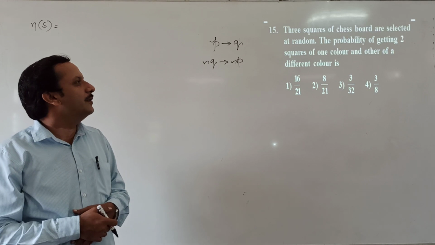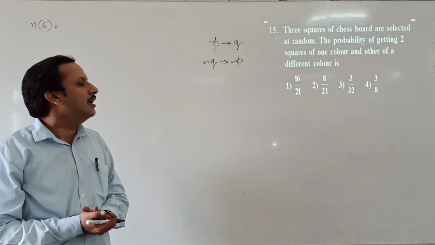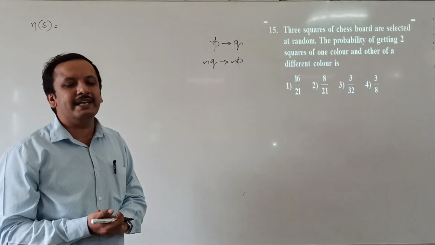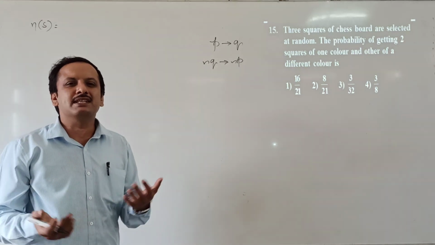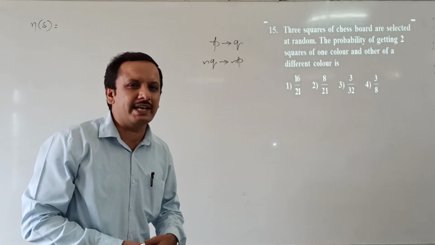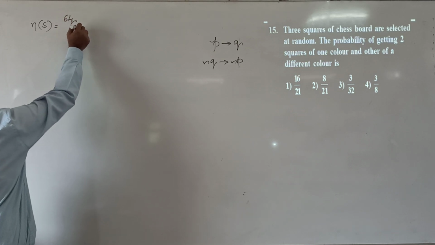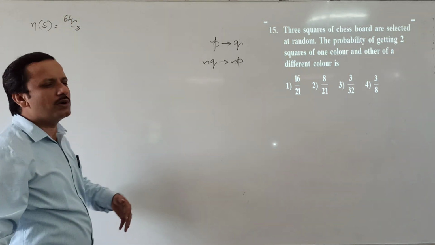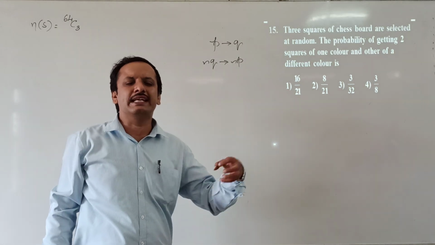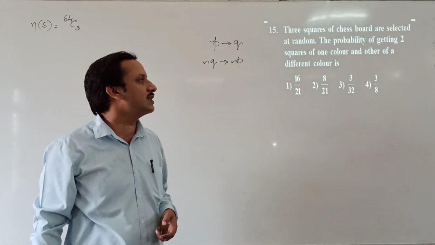So 3 squares of length 1, of course, of the chessboard are selected at random. Total there are 64 squares. Among them I have to select 3 of them. In how many ways can I do it? I can select them in 64C3 ways. This is the total number of ways in which you can select 3 squares out of 64. This is the number of elements in the sample space.